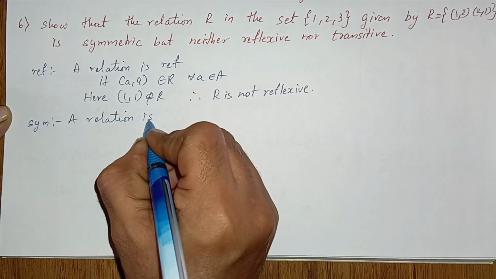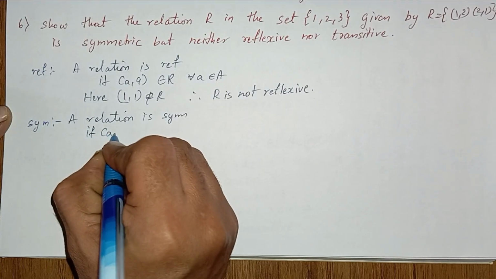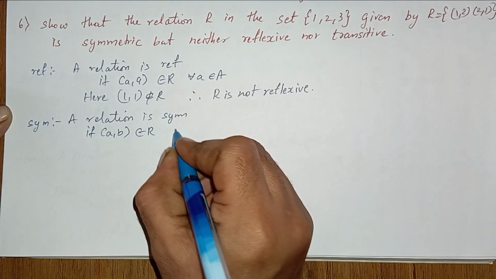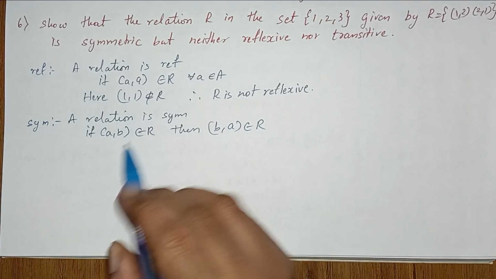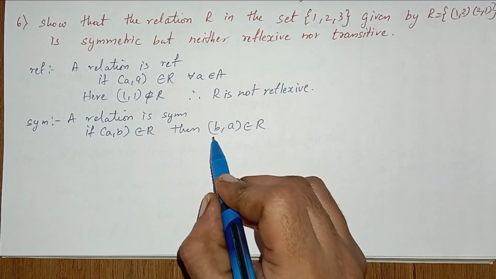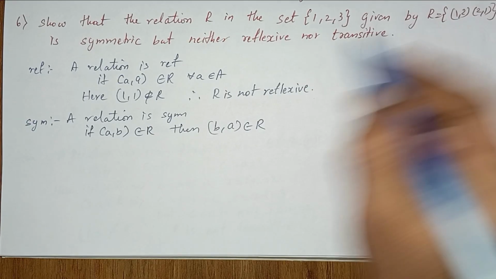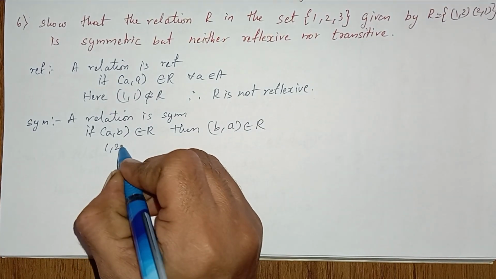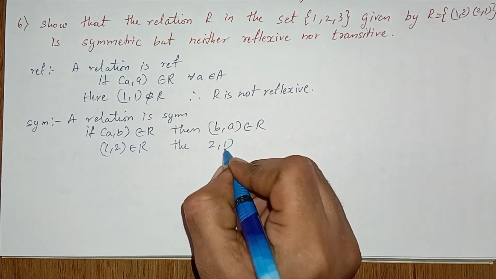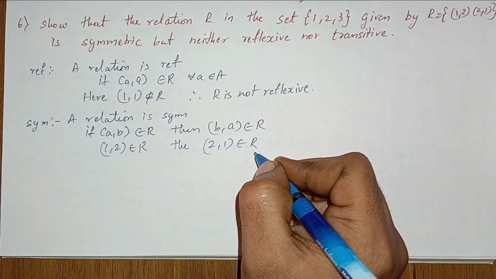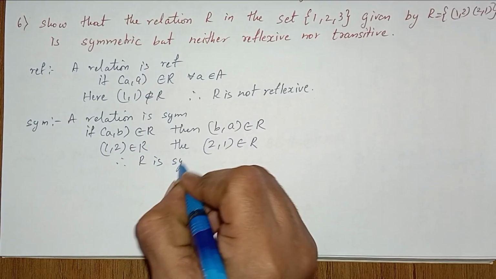A relation is symmetric if (a, b) belongs to R, then (b, a) should also belong to R. So here, if (a, b) is in the relation, then (b, a) should also be in the relation. Taking (1, 2), which belongs to R, (2, 1) is also there in R. Therefore R is symmetric.